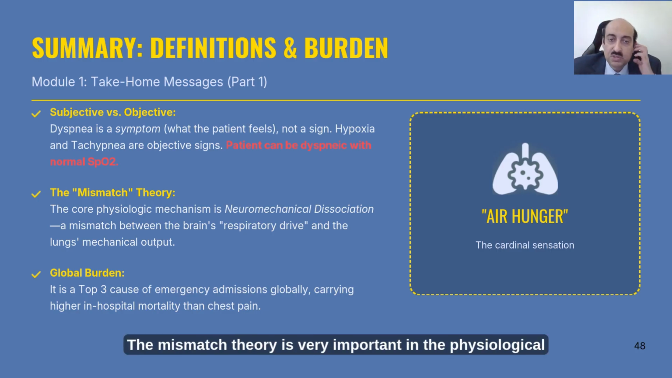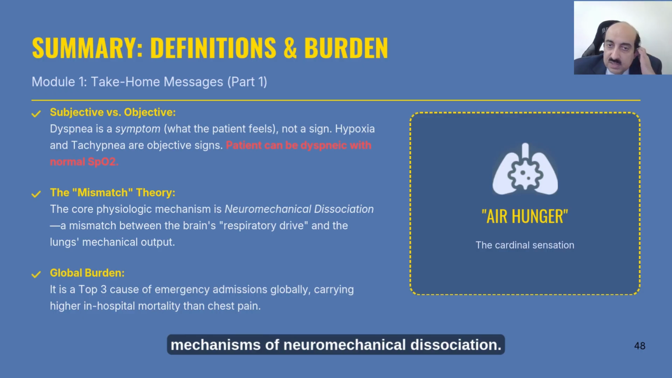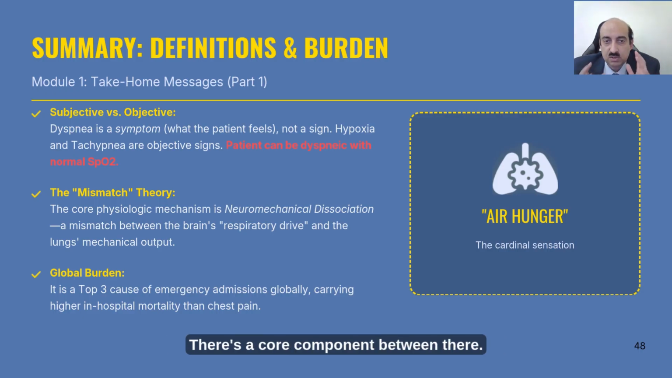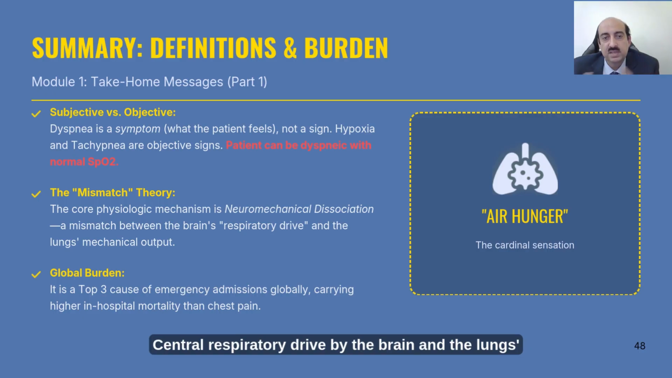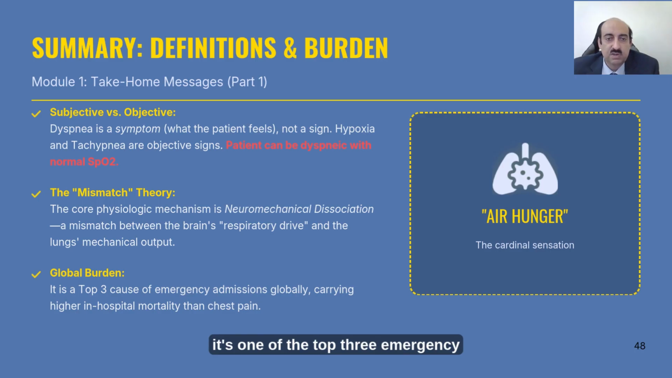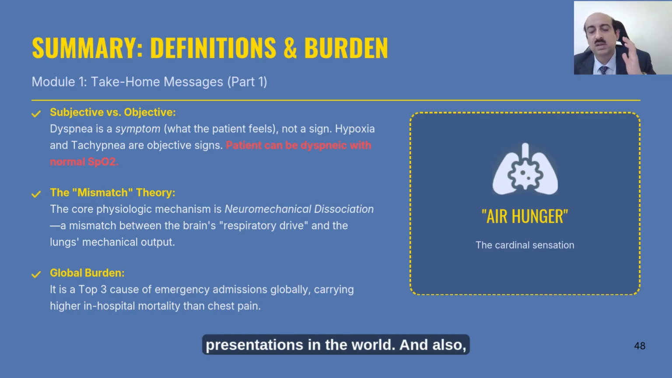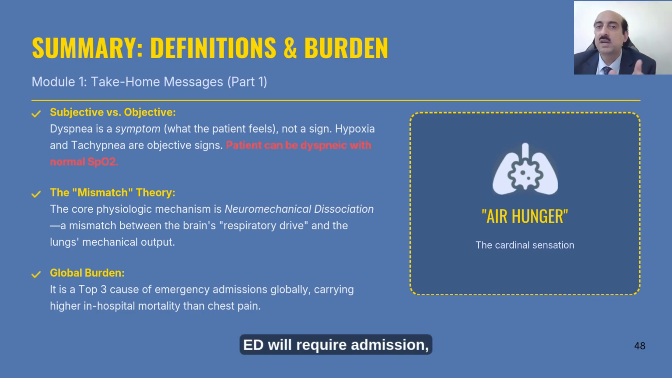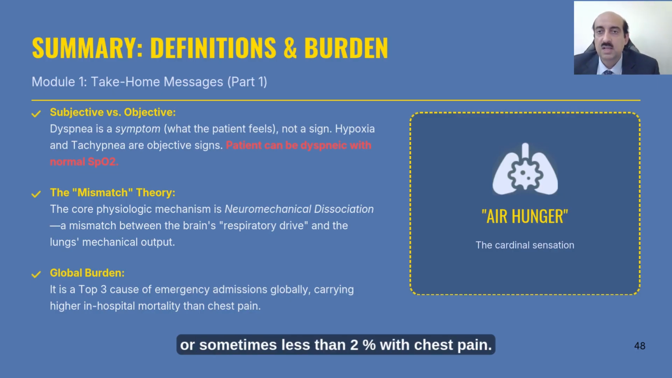The mismatch theory is very important in the physiological mechanisms of neuromechanical dissociation. That's a core component between the central respiratory drive by the brain and the lungs' mechanical output. And in terms of global burden, it's one of the top 3 emergency presentations in the world, and more than half of those patients presenting to the ED will require admission, unlike 2 to 3% of patients, or sometimes less than 2%, with chest pain. So this is really important.